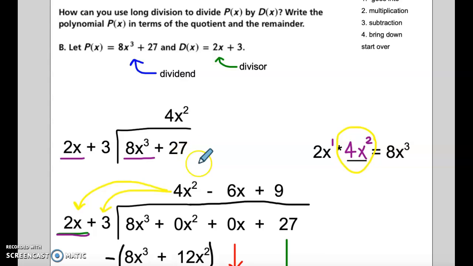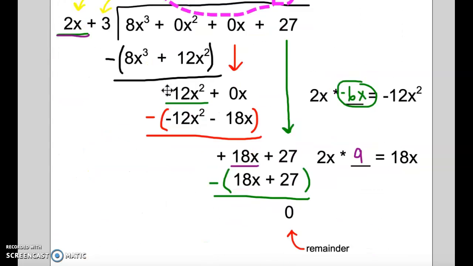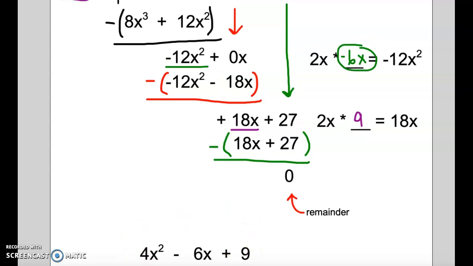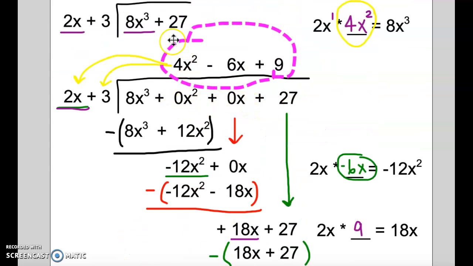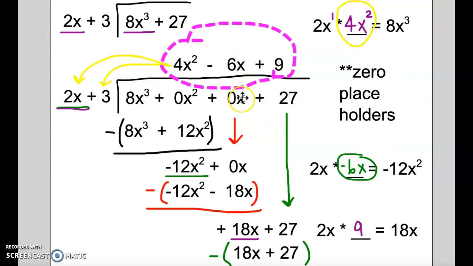So the answer to this division problem, where do I find it? Anybody remember? It's my quotient, right? And normally we would write this as the quotient plus the remainder over my divisor. When my remainder is 0, my answer is just the quotient. So down here, there's my answer. Okay, so a little bit different with these 0 placeholders, and we can make a note of that. 0 placeholders. So when you go through some practice, make sure that you have a place to put all of your variables, okay?